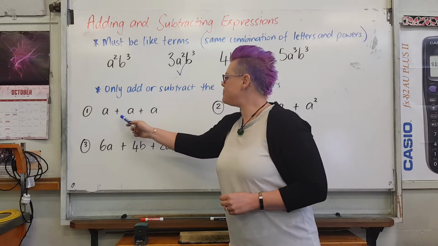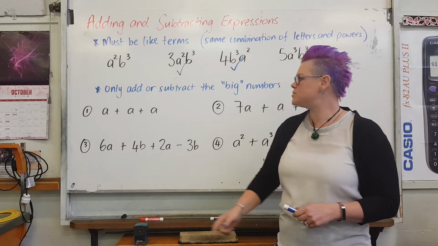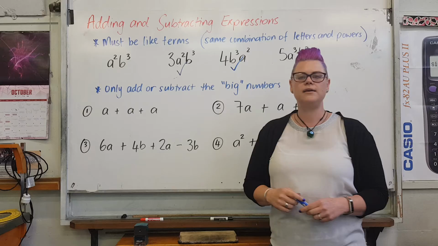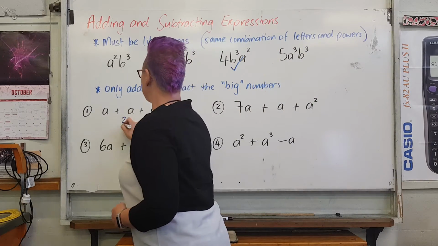We've got a plus a plus a. If we think about it, this is numbers. We've got 1 plus 1 plus 1. So that would be 3. So in this case, we have 3a.